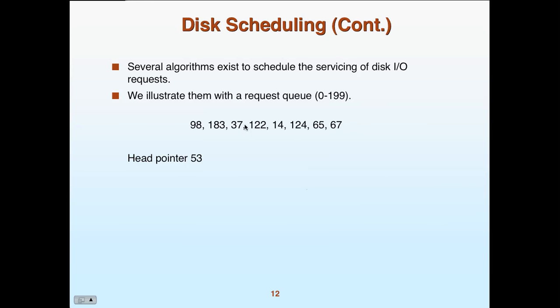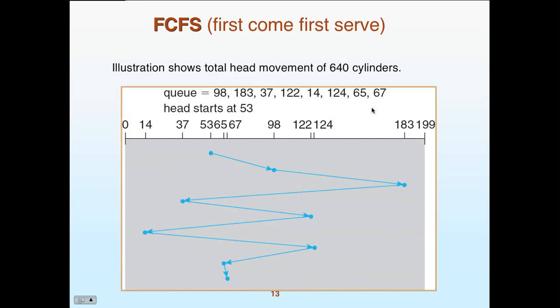So this is the data that we have to go get. Here's our queue, and that's the string I just showed you a few minutes ago. The head starts at position number 53. So here we are at 53. On a first come, first serve, it would go to 98, and it would go to 183, and it goes back to 37. Ooh, but it was right here. If it knew it needed 37, it could have gone here first. So this is the arm, if you can imagine it, just going back and forth over the disk. This is exercising it a lot, first come, first serve, because of the positioning.